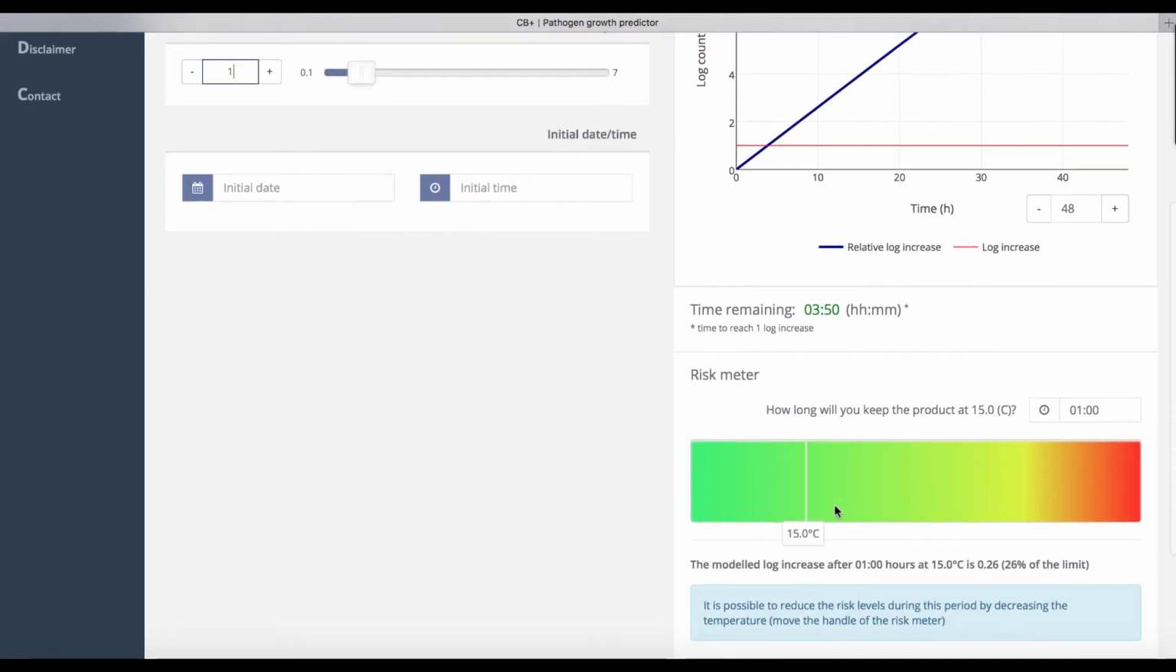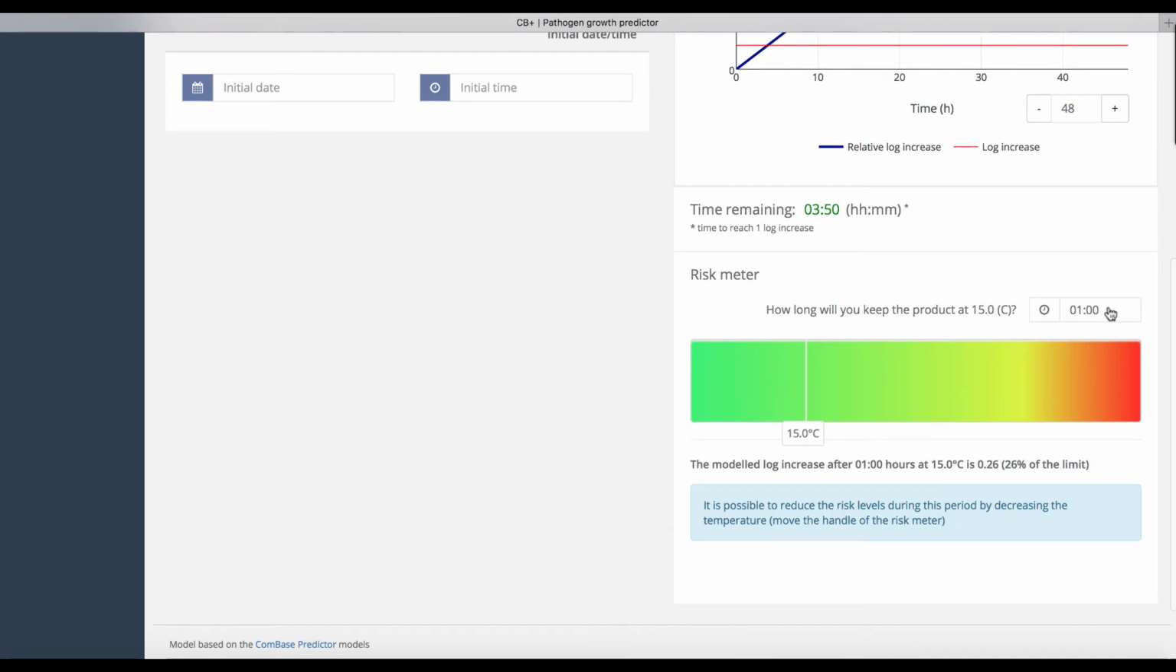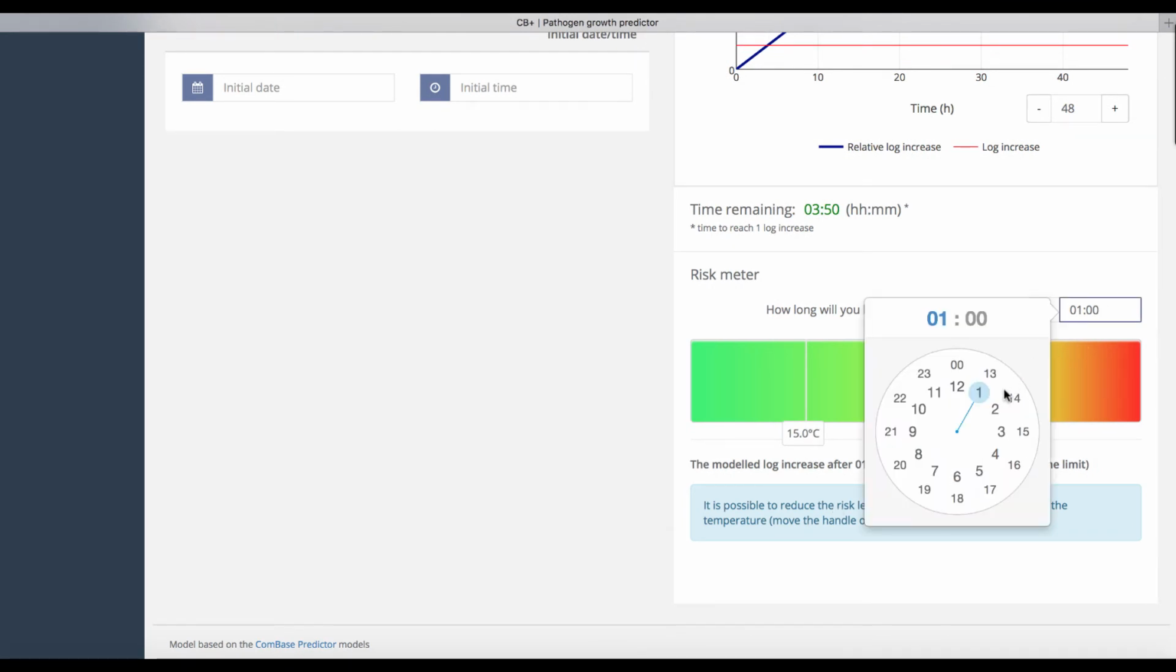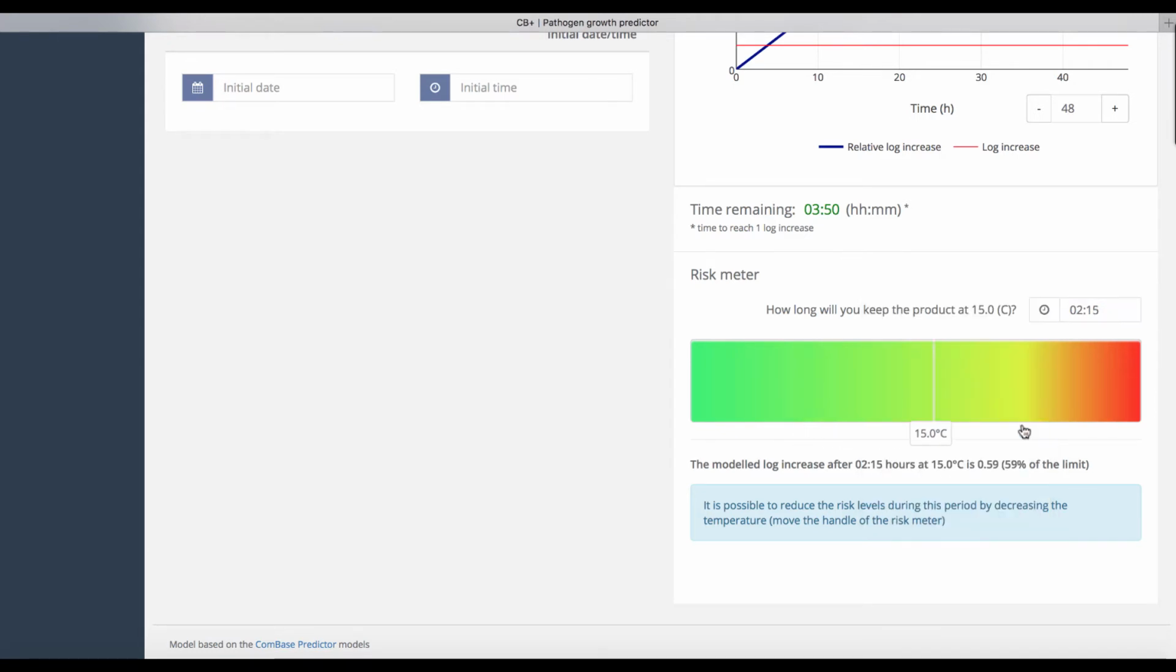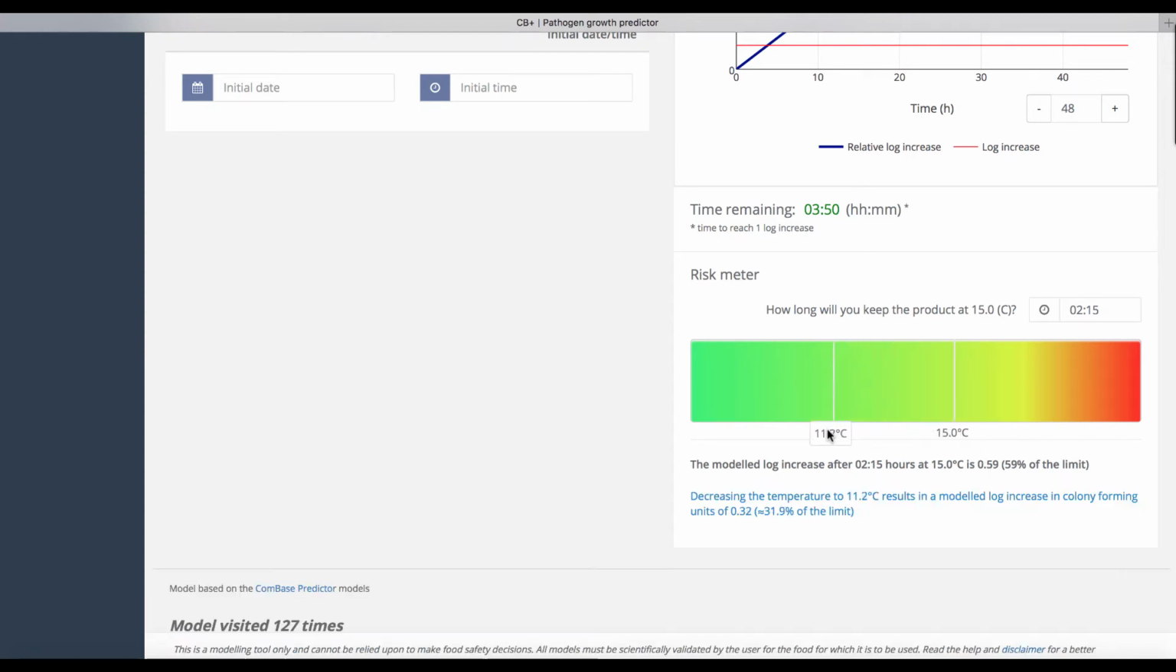Below this is the risk meter, where you can enter the estimated time that the food will be held, such as, in this case, 2 hours and 15 minutes. The risk meter shows that this growth is in the safer green zone, which equates to an increase of 0.59 log CFU, as shown under the meter. You can also investigate the influence of lower storage temperatures by simply sliding the meter, such as to 10 degrees Celsius.